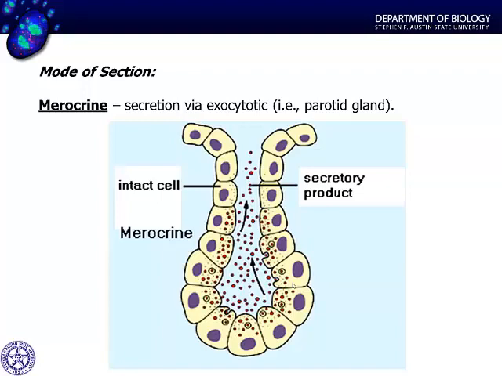So one mode is called merocrine secretion. This is essentially what we are most familiar with, in that the vesicles containing our secretory product fuse with the plasma membrane, and through a process of exocytosis inject that material out of the cell into the lumen, and that's going to follow the ductal system and take it to its target. The parotid gland is an example of acini that produce their saliva through a merocrine type of secretion.